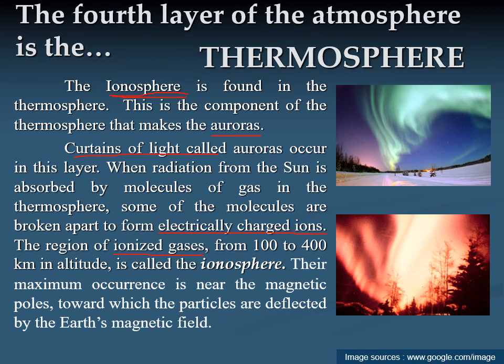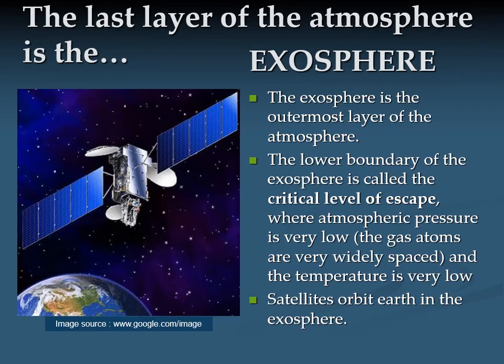The last layer, or the outermost layer of the atmosphere, is known as the exosphere. The lower boundary of the exosphere is called the critical level of escape, where atmospheric pressure is very low, the gas atoms are widely spaced, and the temperature is very low. Almost all the satellites orbit Earth in the exosphere.